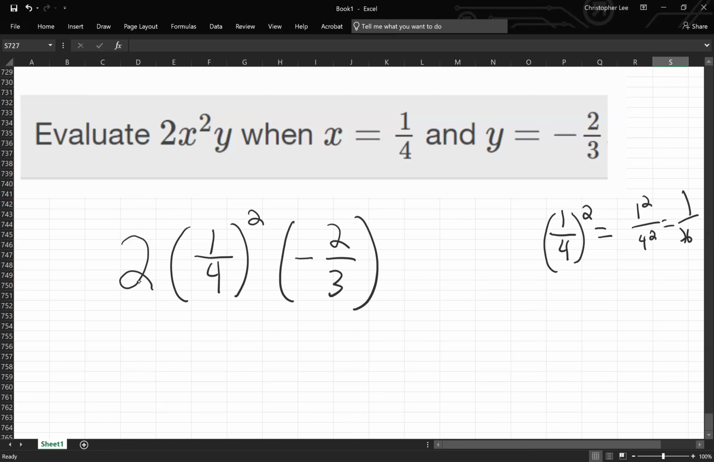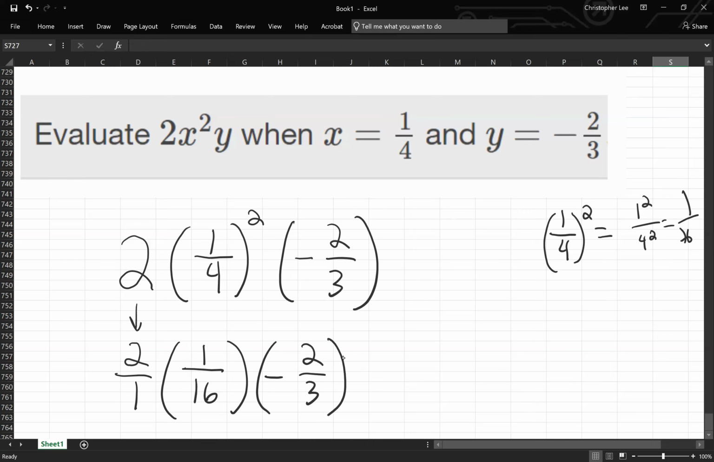So this becomes, I remember with the whole number, I'm gonna make the whole number a fraction. 2 over 1 times 1 over 16 times negative 2 over 3. How do we multiply fractions again? Straight across, right? And we know a positive times a negative is a what? Very good. So this is gonna be 2 times 1 times 2 over 1 times 16 times 3.